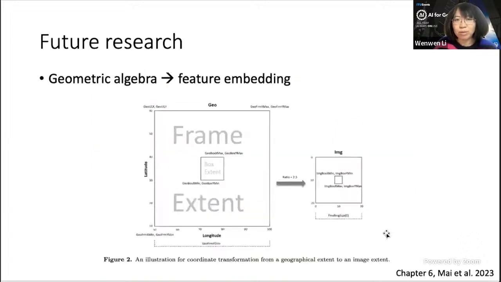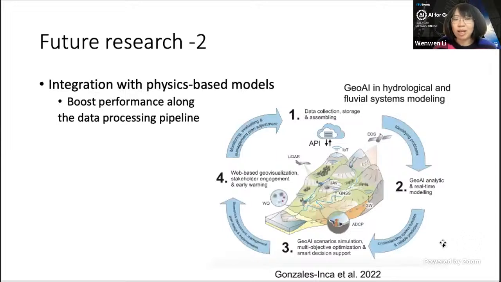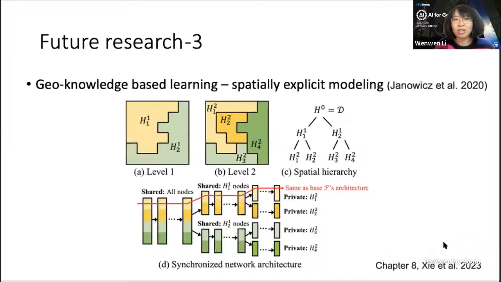And then we talk about future research in terms of integrating geometric algebra. Currently, there are new advances in feature embedding, and our co-author, Dr. Mai, in chapter 6, talks about this exciting area. Another one is how to integrate GeoAI in hydrological and fluvial system modeling, which is another very exciting space to explore. And the third is how to integrate geospatial knowledge, like spatial heterogeneity, into spatially explicit modeling. Our co-author, Dr. Xie, in chapter 8, specifically mentions this.